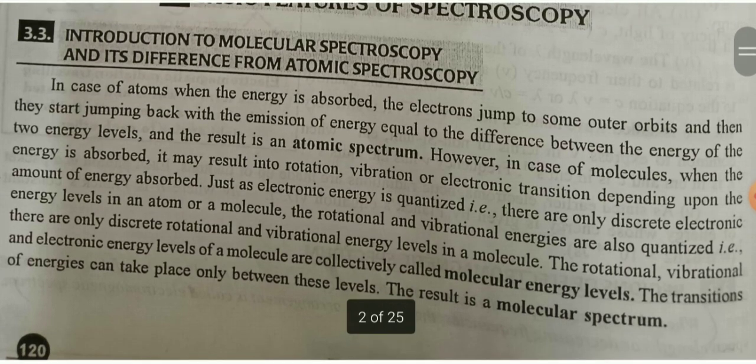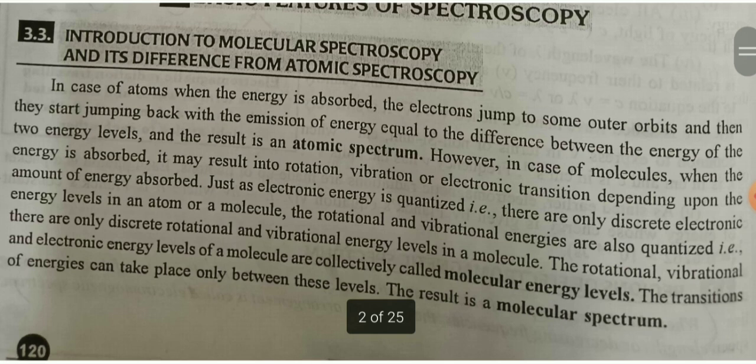In case of atoms, when the energy is absorbed, the electrons jump to some outer orbit and then they start jumping back with the emission of energy equal to the difference between the energy of the two energy levels, and the result is an atomic spectrum. However, in case of molecules, when the energy is absorbed, it may result into rotation, vibration or electronic transition depending upon the amount of energy absorbed.